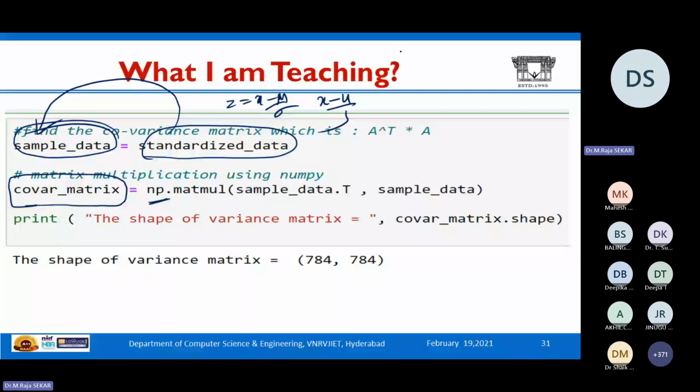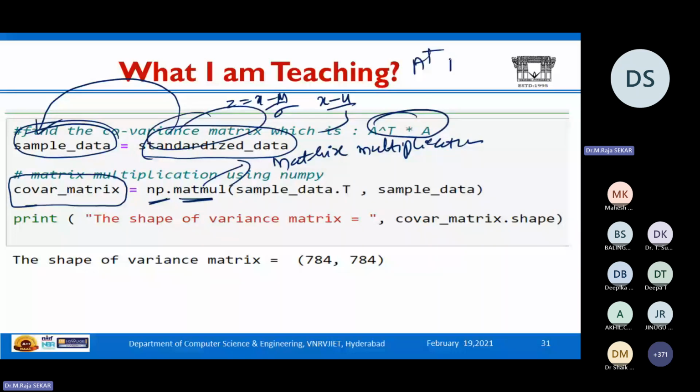In NumPy, there is a method, matmul. What is the meaning of matmul? Matrix multiplication. Which one? What is the formula? A transpose into A. How can I find the covariance matrix? The formula is A transpose into A. What is my A? A is sample_data.